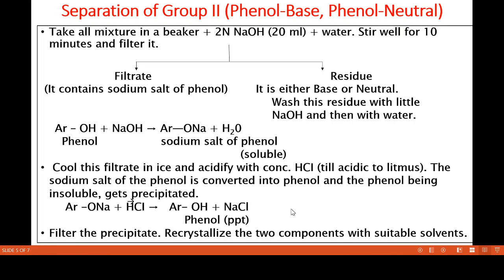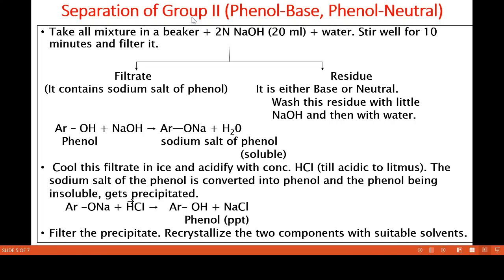Then recrystallize the compound with a suitable solvent. So in this way we separate the compound by group second. Okay, it is clear. So in short you have to remember that if our type is phenol base or phenol neutral, then the separation is done by the group second.